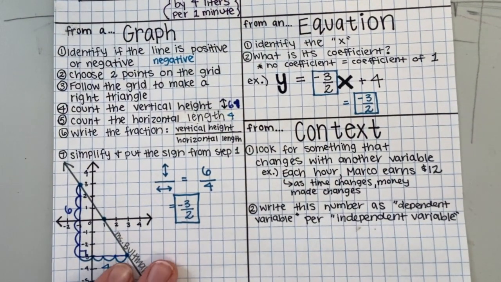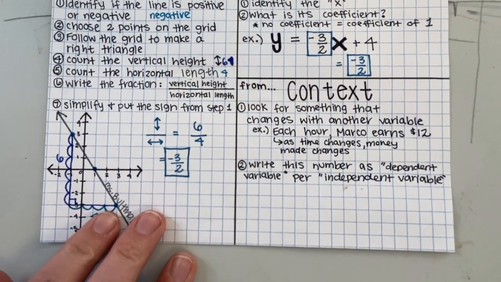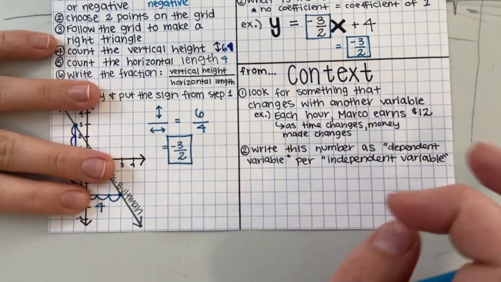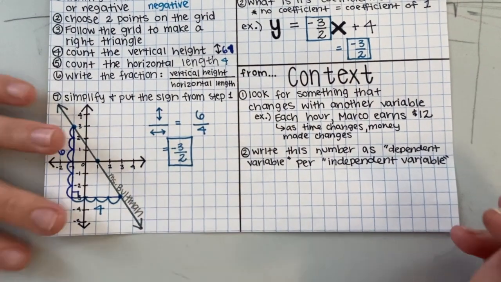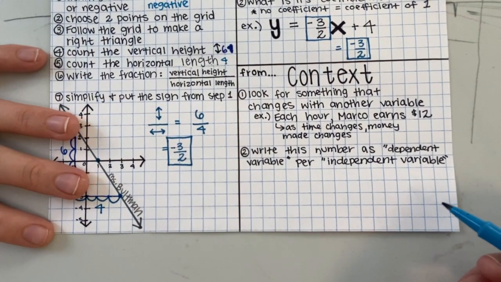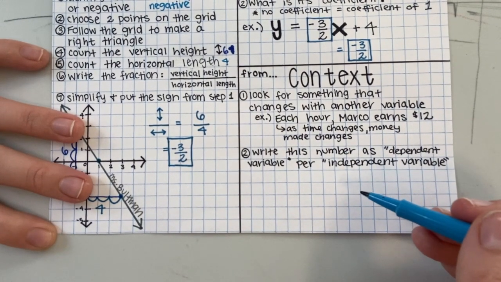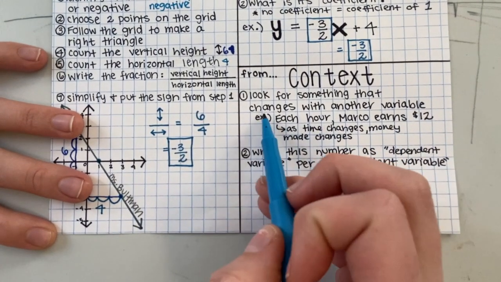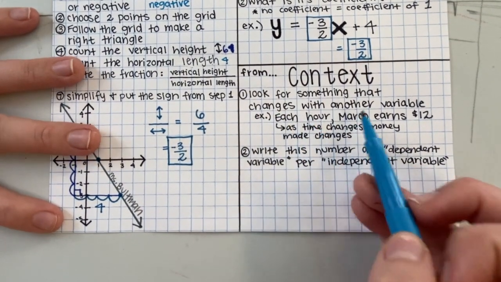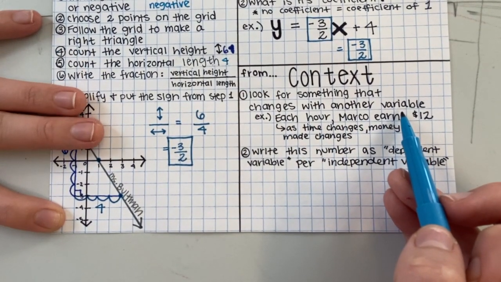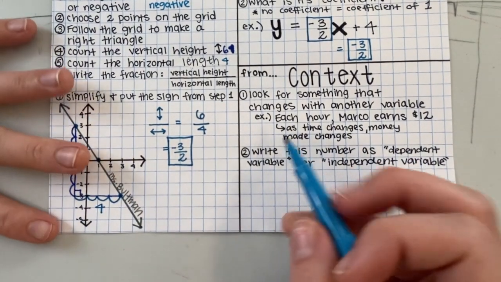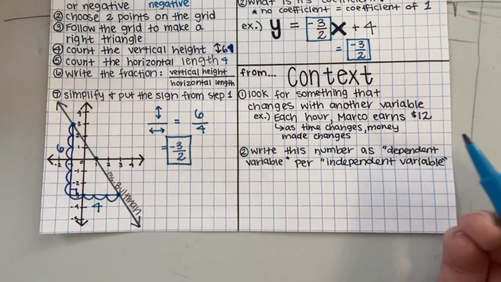And then lastly, we have everyone's favorite, from context. So this is when I am given a word problem and asked for the rate of change, or I'm being asked to create the equation. And in doing so, I have to find the rate of change or the slope. So what I'm going to be looking for in context is a variable that changes along with change in another variable. So the most common real life example we will see is your pay.